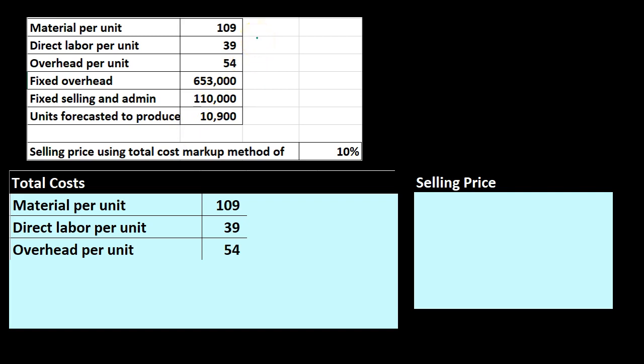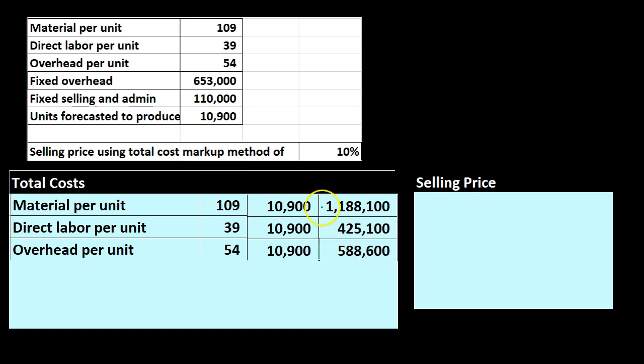Variable costs will, of course, go up at a fixed rate as we increase production. So we're going to take that 109, the 39, the 54, and multiply them all times the number of units that we're going to produce, 10,900. That's going to give us our totals. So we have the variable costs in total, 1,188,100, 425,100, and 588,600 with regard to materials, direct labor, and overhead. So these are the per units, these are the total numbers.